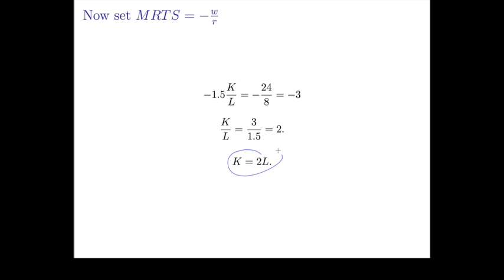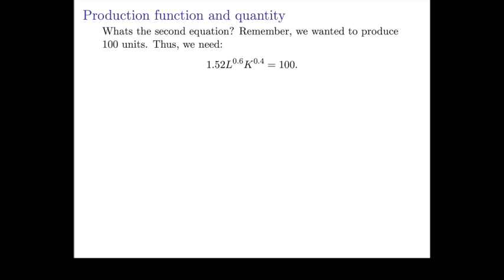Okay, so we've got one equation. We still have two variables. So what do we do next? What do we use for the next equation? Well, we're going to use the fact that our production function tells us, as a function of K and L, how many units we can produce, and we know how many units we need to produce, which is 100. So remember, we wanted to produce 100 units. So we plug L and K into our production function and set that equal to 100. That gives us our second equation.